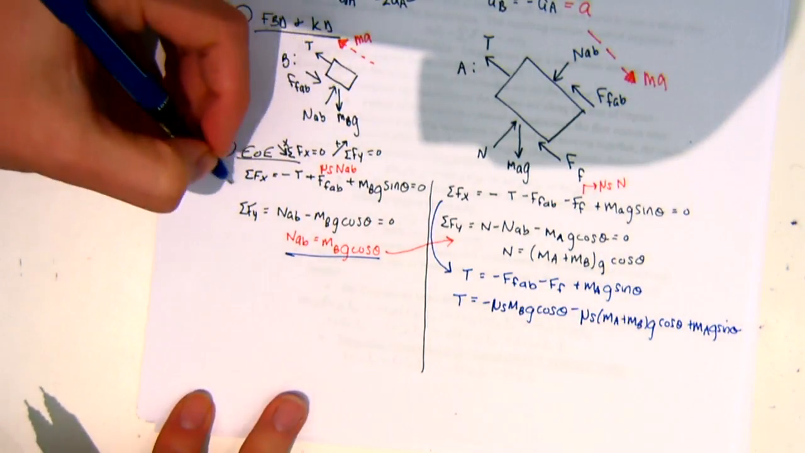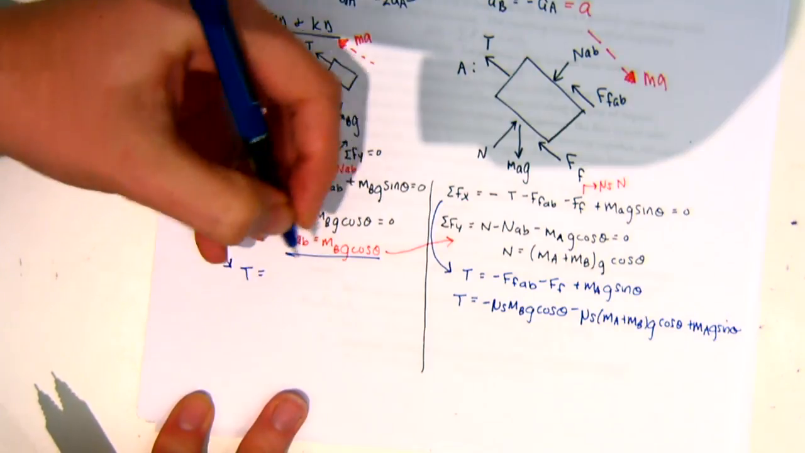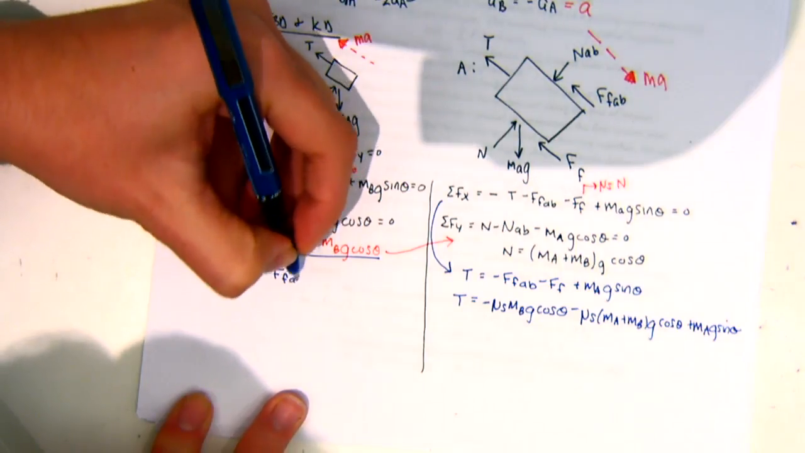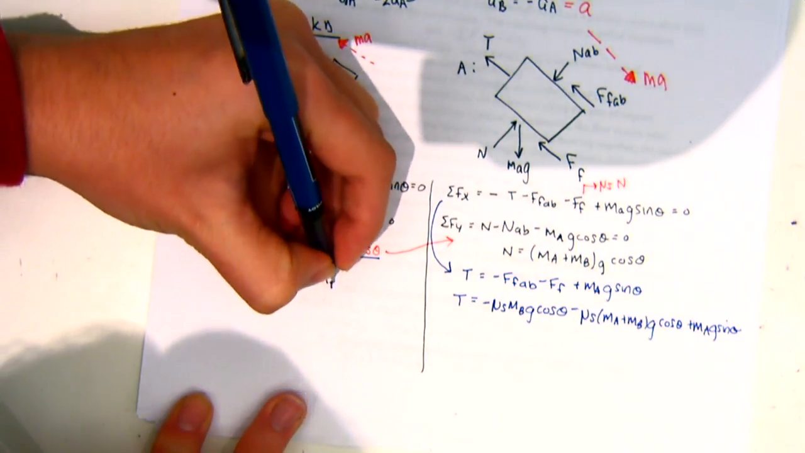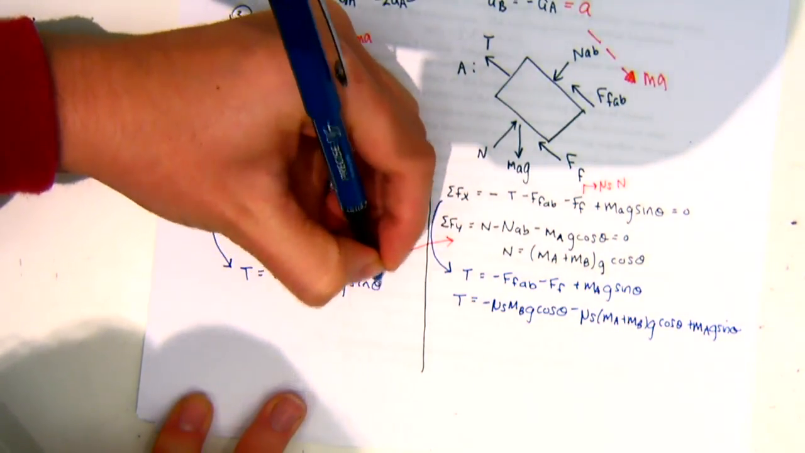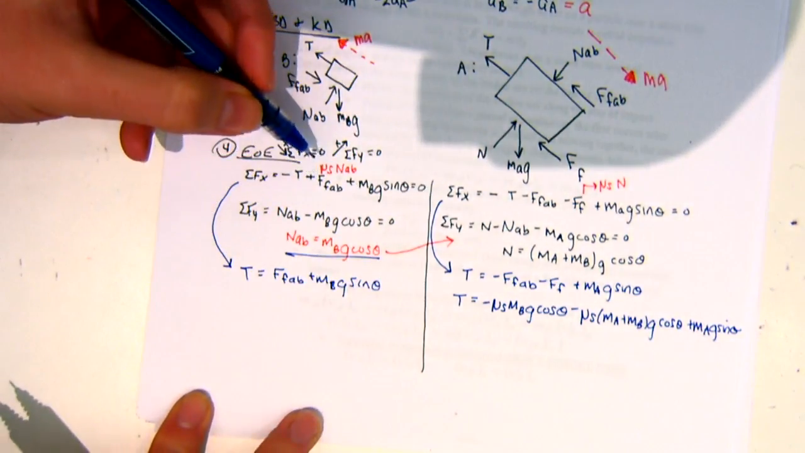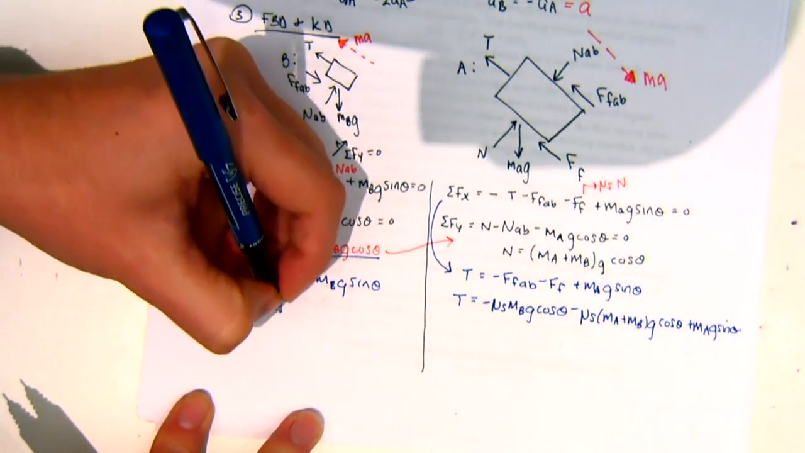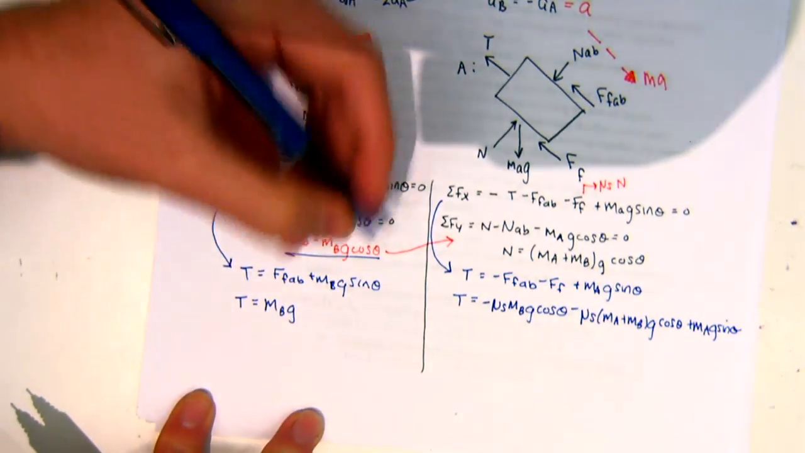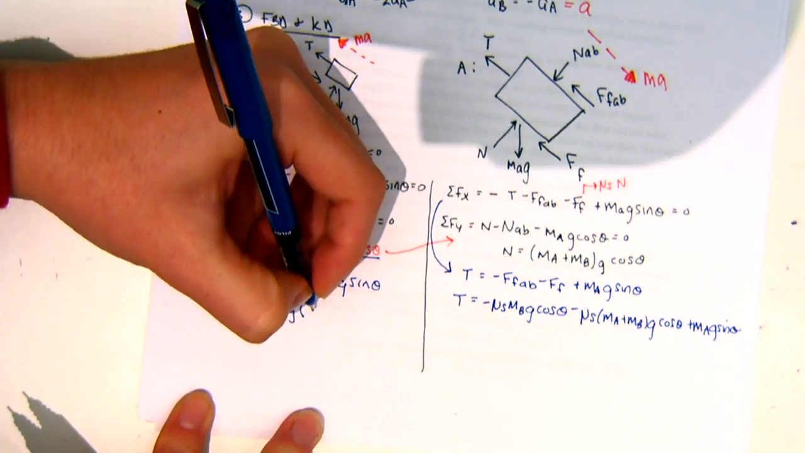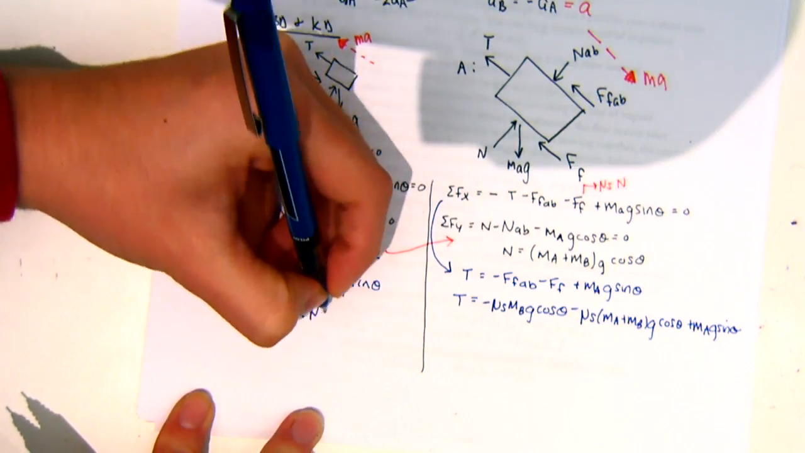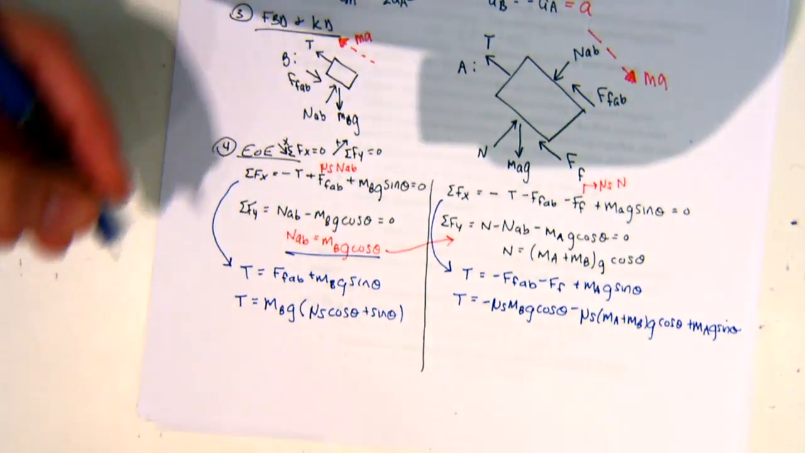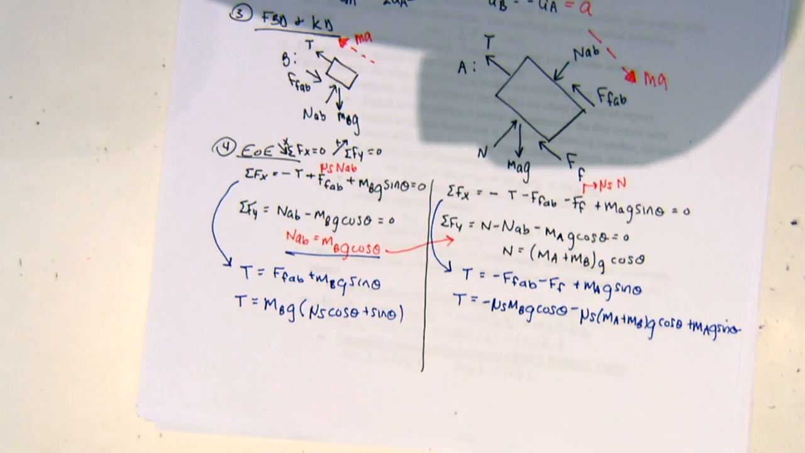From the other one, so bringing this one down, I can say that T is equal to, so I have T equals FAB plus MBG sine theta. We said that FAB was mu s times NAB. So I can say that T is equal to MBG, so I'm simplifying, times mu s cosine theta plus sine theta. Good? So now we can equate this.